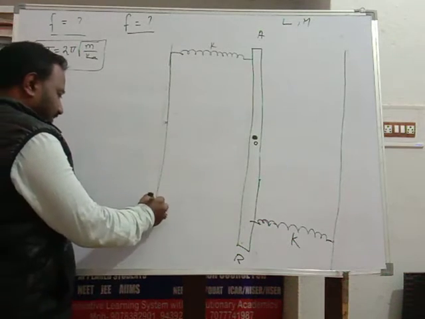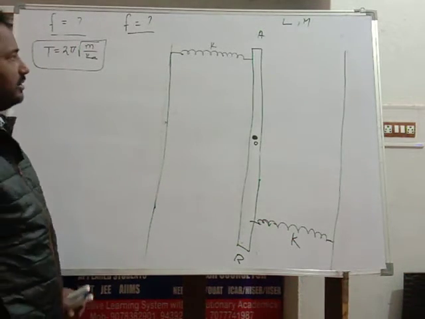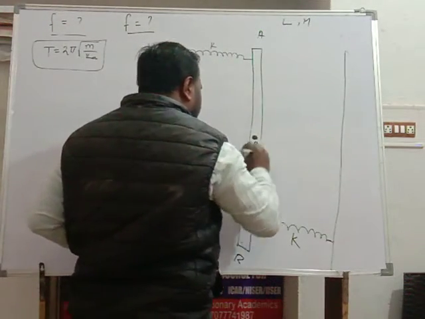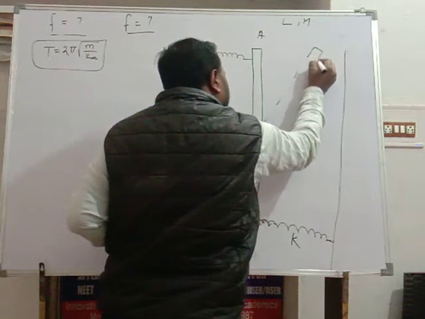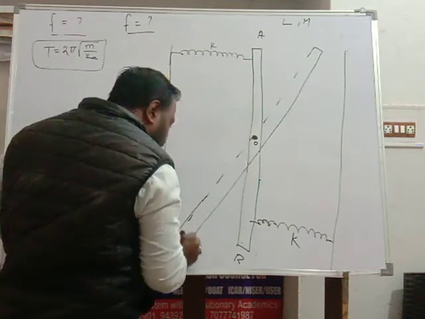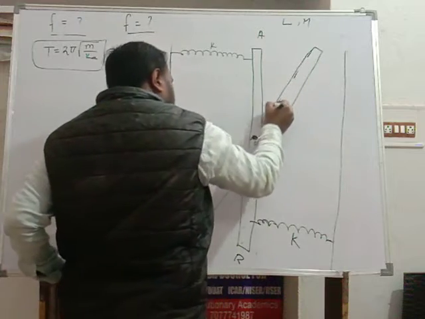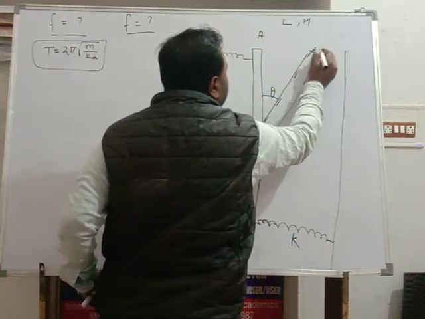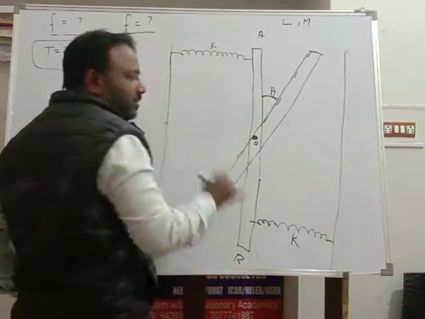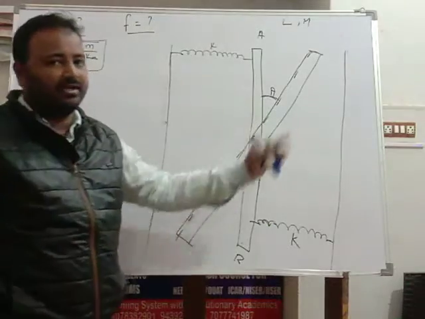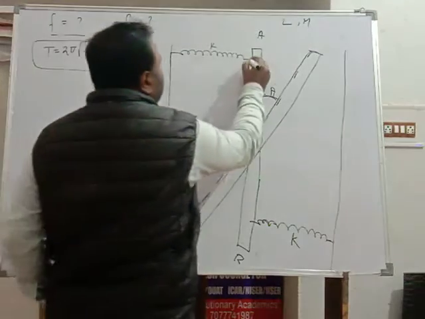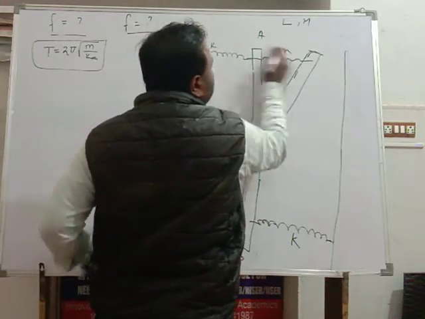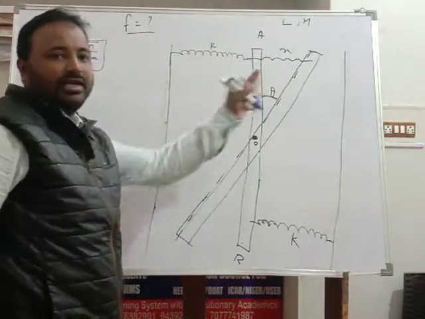So in what way will I solve this question? Suppose the rod is pushed this way, making an angle theta with the vertical, right? So the new situation of the spring would be like this, and the extension in the spring is x towards the right.